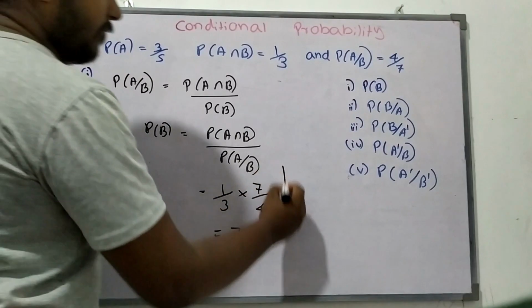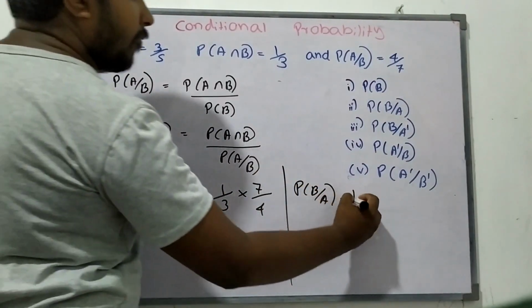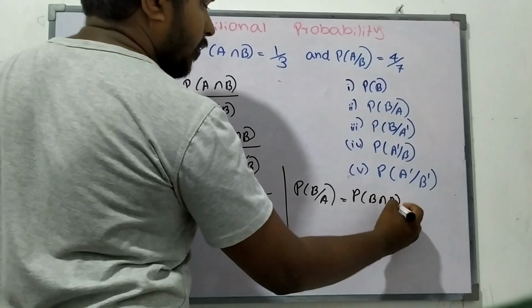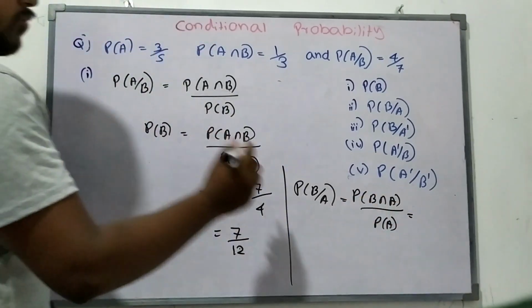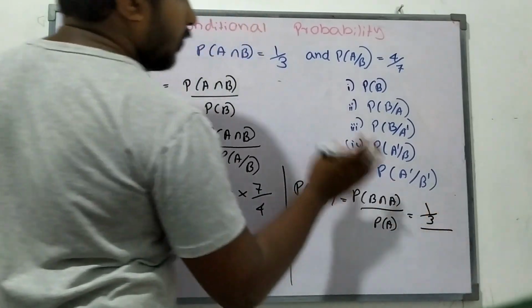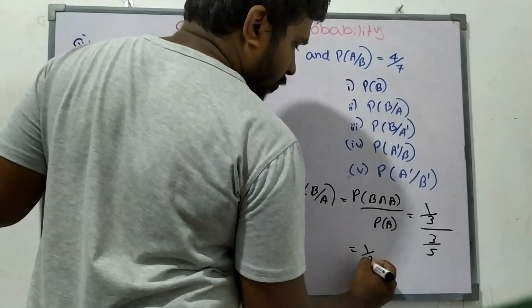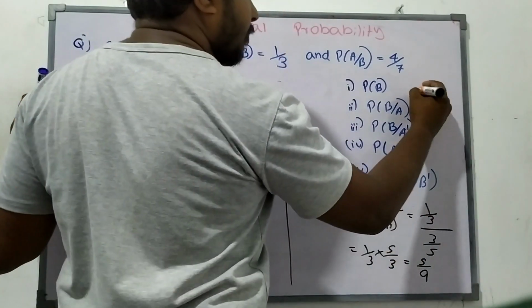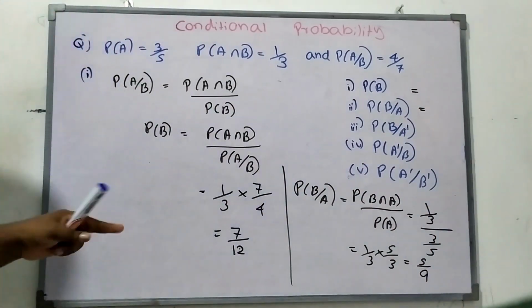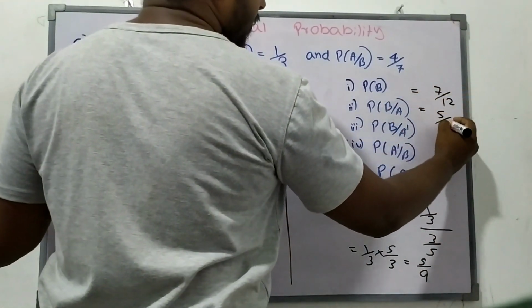The next one, P(B over A). This is P(B intersection A) over P(A). This is 1 over 3, P(A) is 3 over 5, so 1 over 3 times 5 over 3, 7 over 12, 5 over 9.